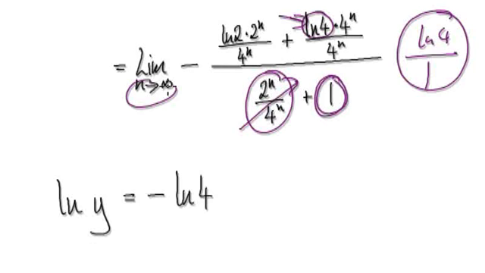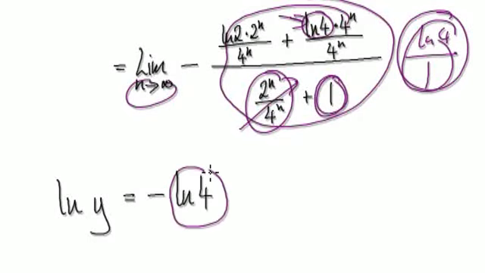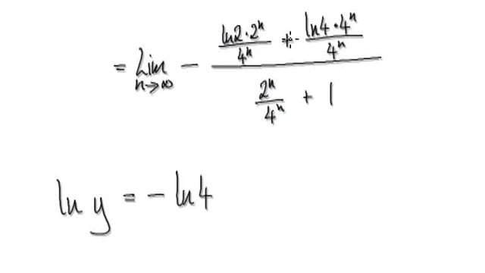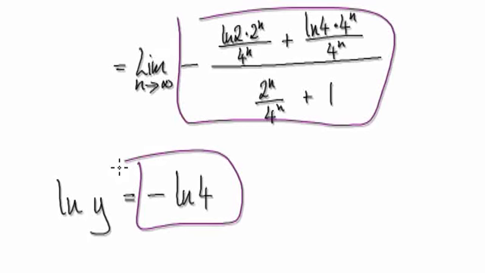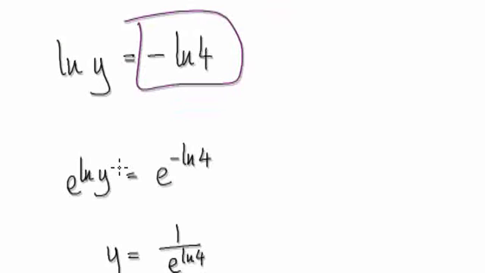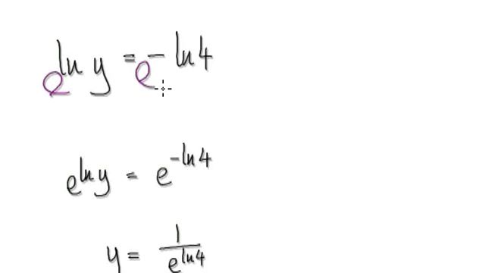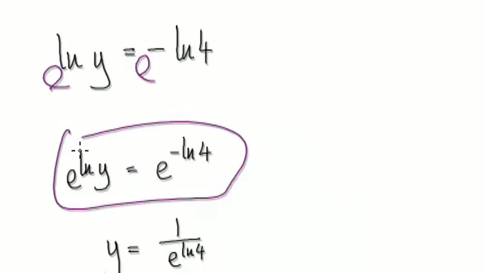So as n tends to infinity, this whole thing here will head towards the natural log of 4, and then you've got your negative here. So as n tends to infinity, this whole thing here will head towards this. Okay, and then now exponentiate both sides. So e to both sides. That will then give you this.